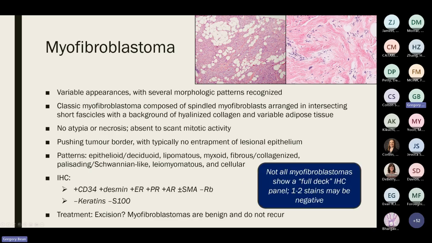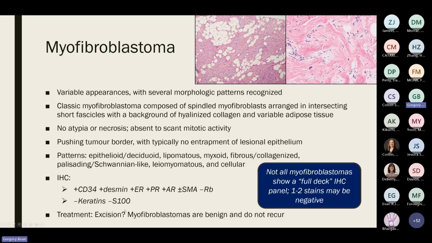Important to note, and perhaps suggested by the case that I showed, not all myofibroblastomas will show staining with this perfect panel of results like described in the textbooks, and 1 to maybe even 2 of the stains may be negative. There are CD34 negative myofibroblastomas, so I wouldn't rely on CD34. If it's negative, I wouldn't rule out the diagnosis. If everything else fits, I would definitely do these other stains as well.